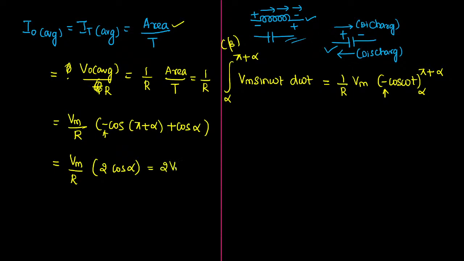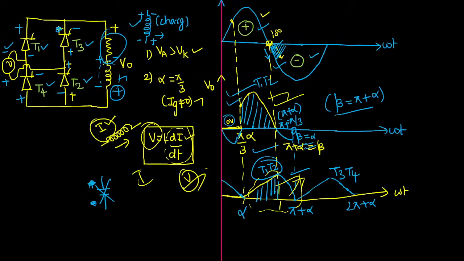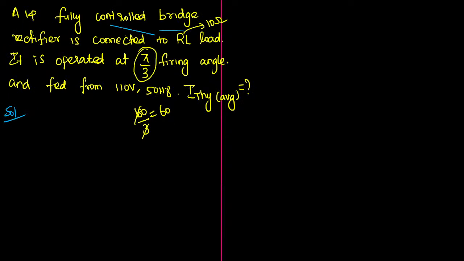So 2 times the maximum voltage divided by R into cosine of alpha is the formula to calculate the average value of the current through the thyristor, or the average output current. Yes or no? So let us substitute. 2 into what is the supply voltage? Let us go to the question.